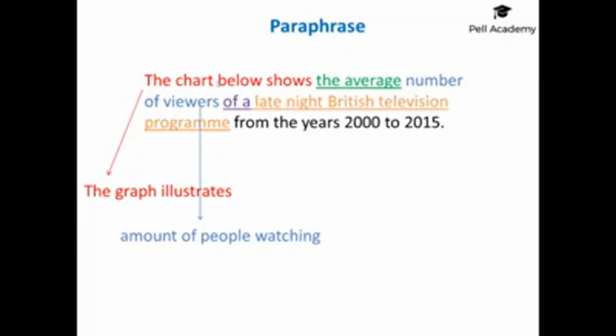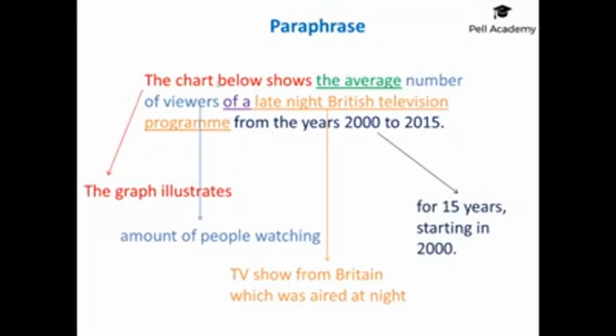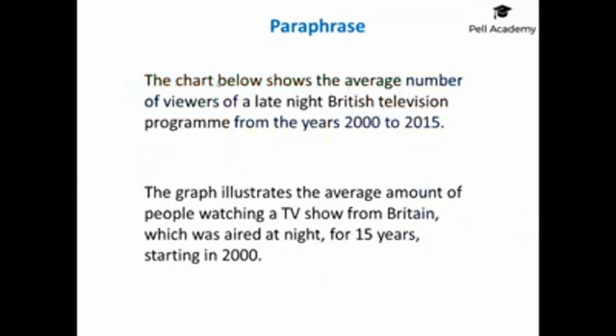So, "late night British television program." There's a bit more involved in this one. What I've done is say "a TV show from Britain which was aired at night." So I've gone a bit of a loop with this one, but I still have all my information, so I'm not adding to, I'm not taking from, and I'm not changing. And the last one, "from the years 2000 to 2015," I'm just going to say "for 15 years starting in 2000." So I've got pretty much everything I need there, and I'll lump it all together into one sentence: the graph illustrates the average amount of people watching a TV show from Britain which was aired at night for 15 years starting in 2000.